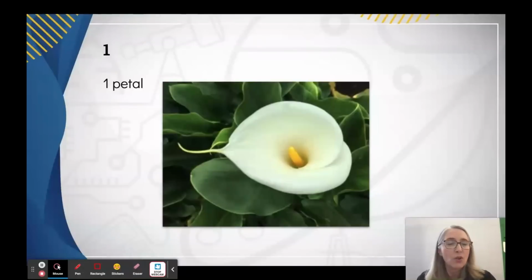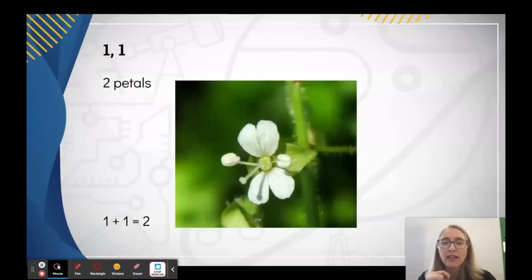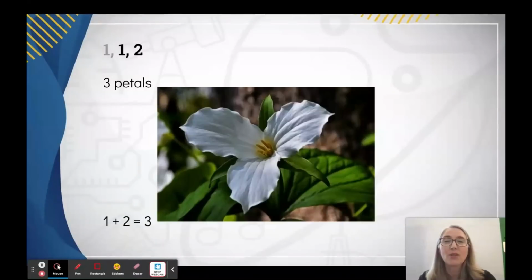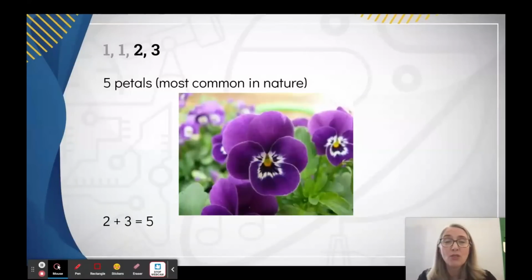So here, sometimes we have one flower petal. This one just goes around in a bit of a spiral, right? But then let's add 1 to 1, and we end up with 2. And so here we only have 2 flower petals on this very unique looking flower. And if we add 2 plus 1, we end up with 3, like this trillium that can be found in the woods with the 3 petals. 3 plus 2 is 5. You won't very often find a flower that only has 4 flower petals. The most common in nature are these 5 flower petals as found on this pansy.